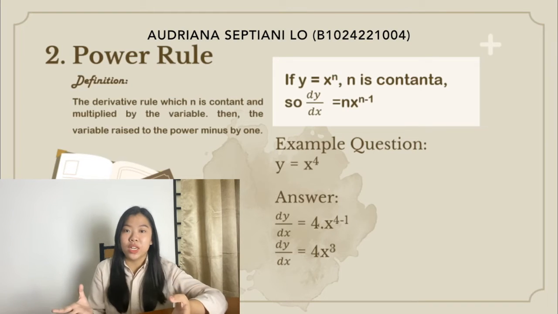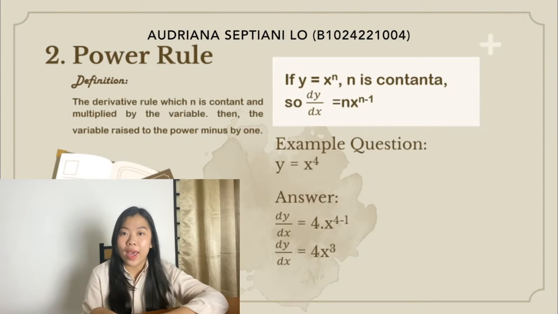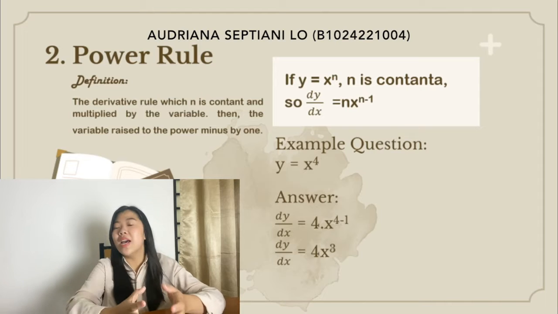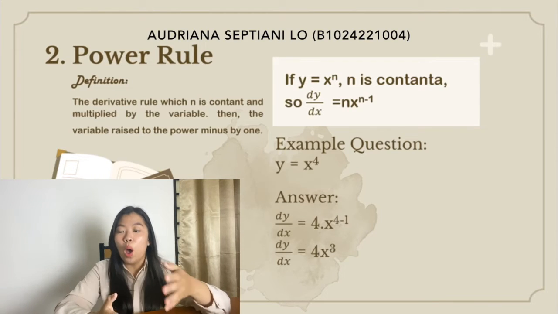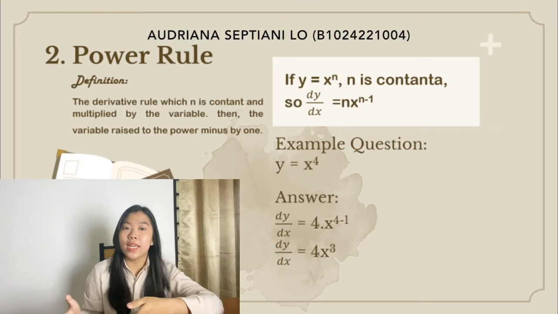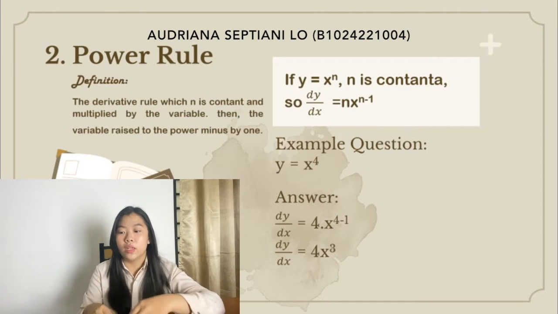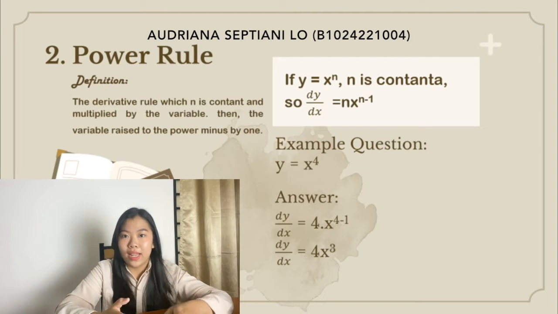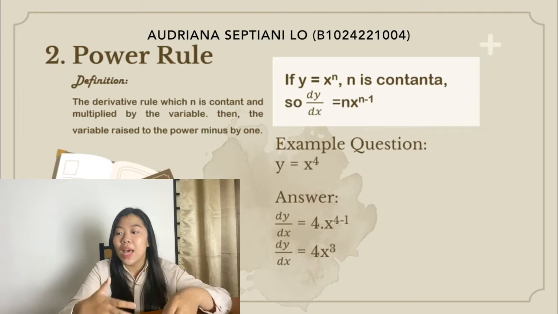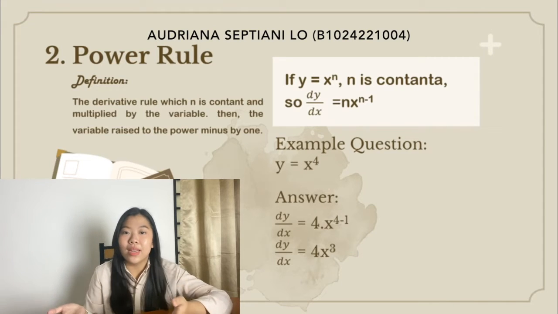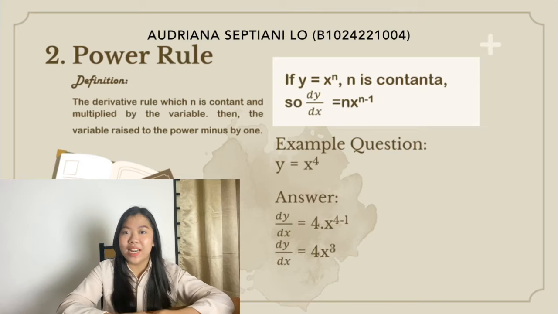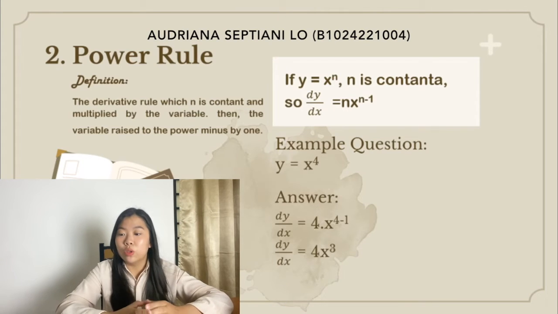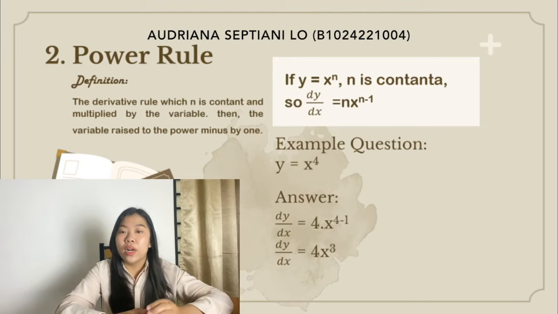The example question, y equals x power 4. So the answer is, first of all, we need to put the constant in front of the variable. So it is 4 multiplied by x power 4 minus 1. Yes, 4 minus 1 because the power is reduced by 1. So the first derivative of y equals x power 4 is 4x power 3.